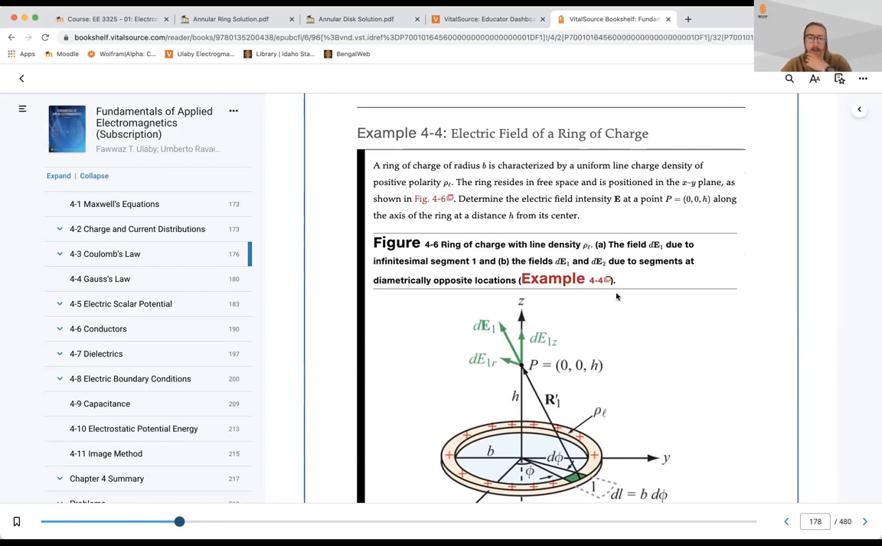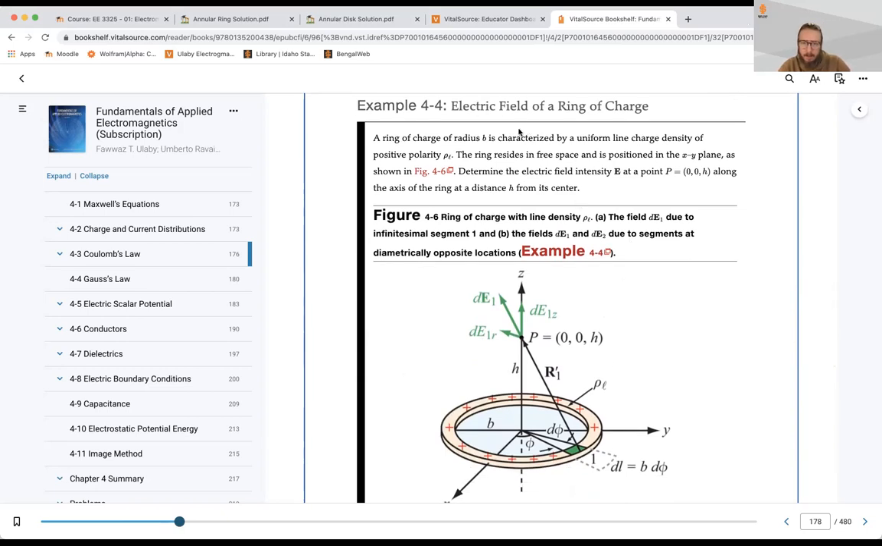If you look in your textbook, you have this example 4.4 that shows you how to find the field of a ring of charge. Again, this is a very classic problem. Here's an old book called Electromagnetic Waves and Radiating Systems from Jordan and Balmain. This book's kind of famous, and it has that problem in it. This is another classic book, Haus and Buck, which also has the same problem. I have other textbooks. This problem is always shown, and I just wanted you to be able to see the solution using our methods.